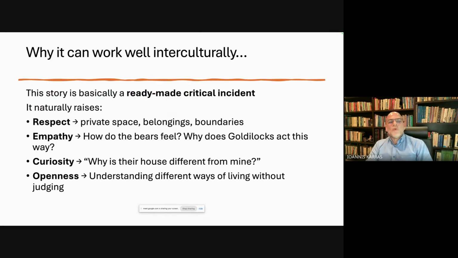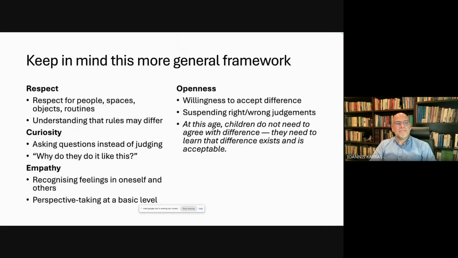So the question is, can this work well interculturally? And my answer is yes, because this is basically a ready-made critical incident, and it raises interesting questions regarding respect, private space, respecting boundaries, empathy, again, curiosity, and openness. Again, understanding different ways of living, or people have different rules in their homes, etc. And here I've put it all in one table. So keep in mind this more general framework, again, regarding respect, curiosity, empathy, and openness.